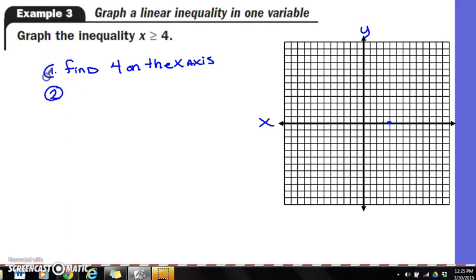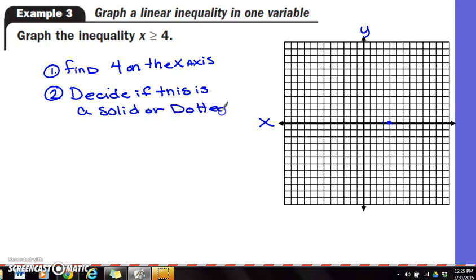2. Decide if this is a solid or dotted line. Well, what do you guys think? Is this a solid line or a dotted line? Solid. It's a solid line because it has an equal sign right here. So it is a solid line.